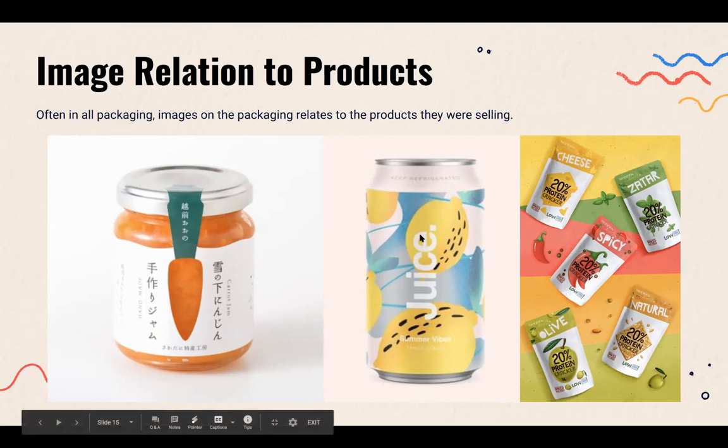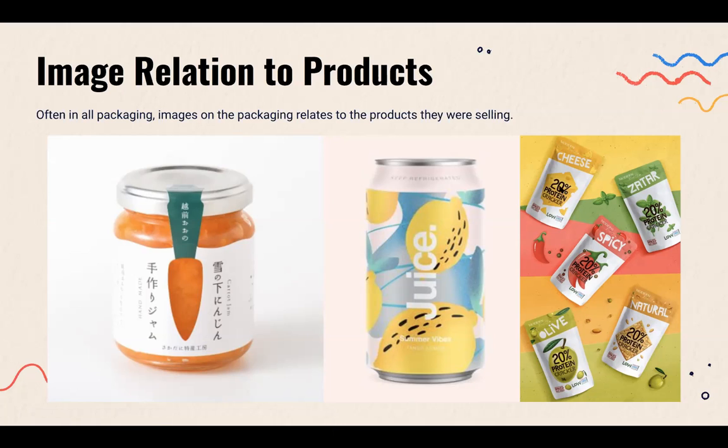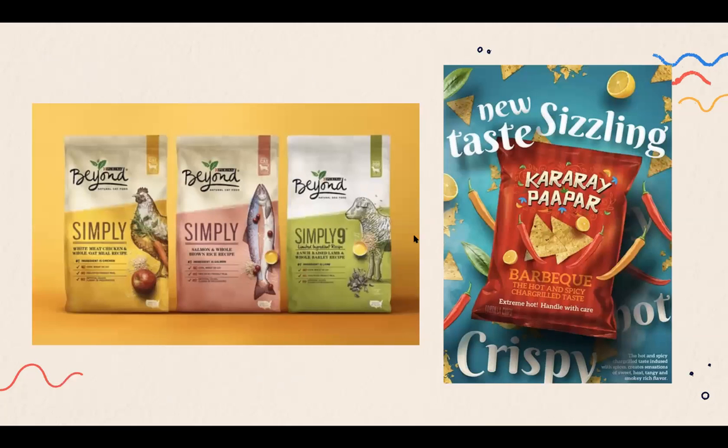So this is a lemon juice can. They have lemon illustrations, and this is crackers. So they have their flavors outside, illustrated outside the packaging. Okay. So this is dog food. They have the chicken. This is photos also. Photos and illustrations. That's a dog food, yeah.